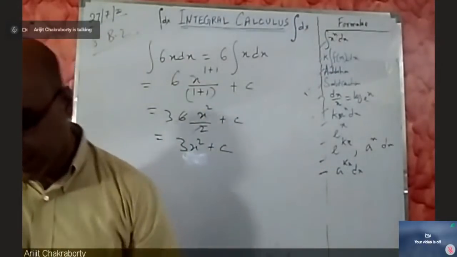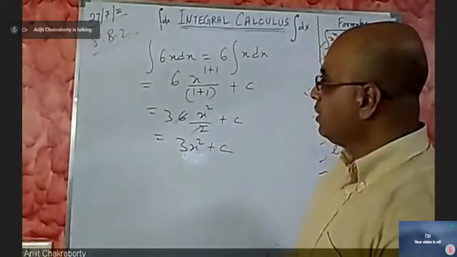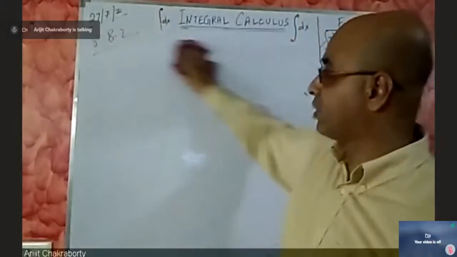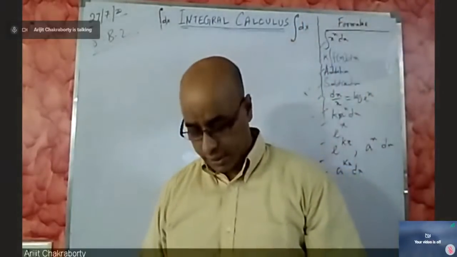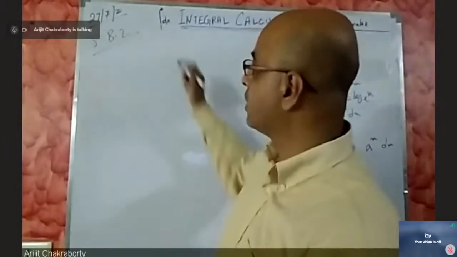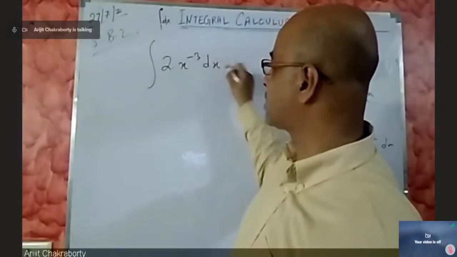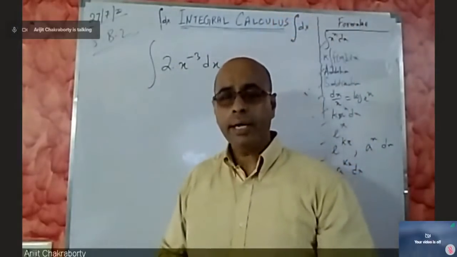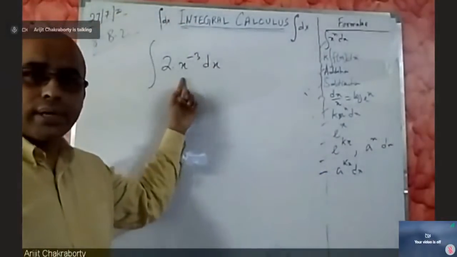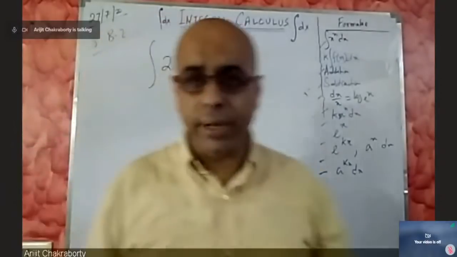Okay, now we proceed to another one. We take again a negative index. So we take this one, 2x to the power minus 3. So integration of 2 into x to the power minus 3 dx. Okay, so let us try this one. 2 into x to the power minus 3 dx.